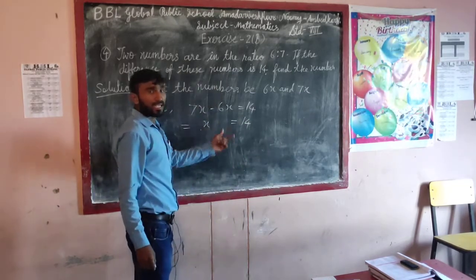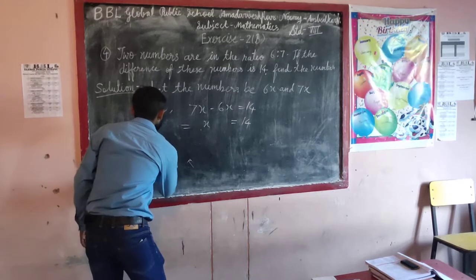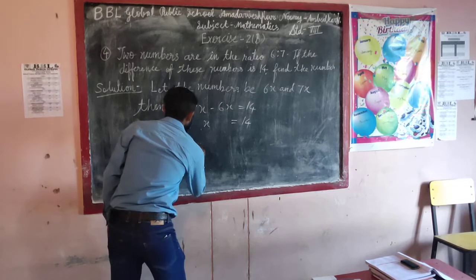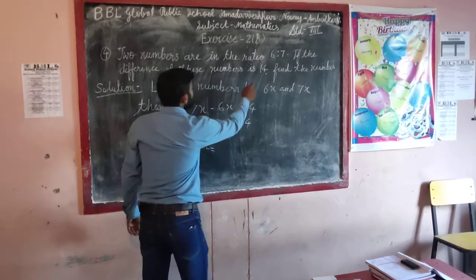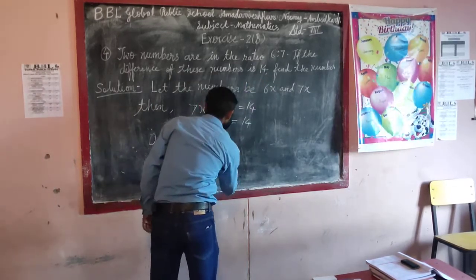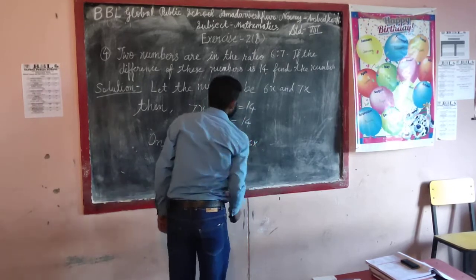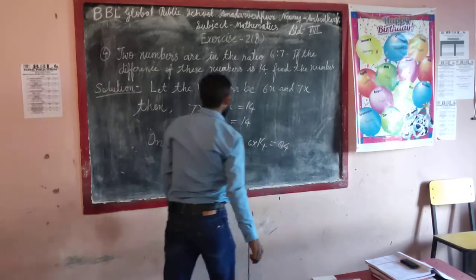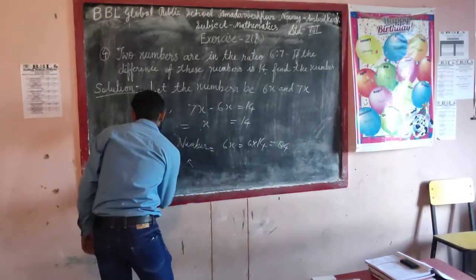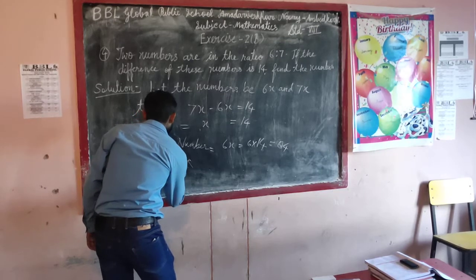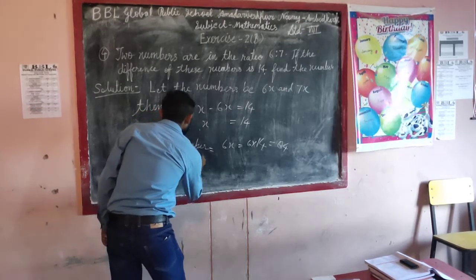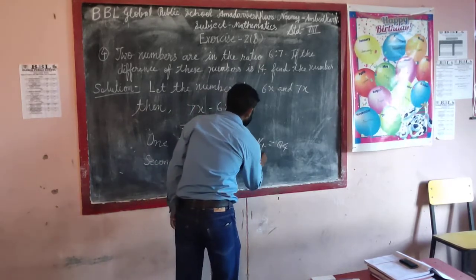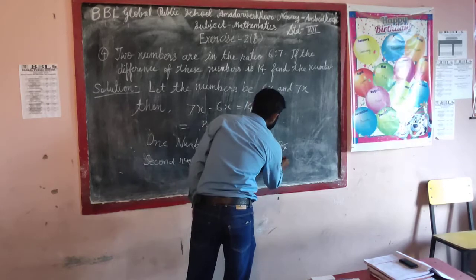x की वैल्यू 14 आ गई है. अब निकाल लीजिए नंबर. So the one number will be 6x. 6x मतलब 6 into x. x की वैल्यू 14 है. 14 6 जा 84. And the second number will be 7x. That means 7 into 14. 14 7 ja 98.